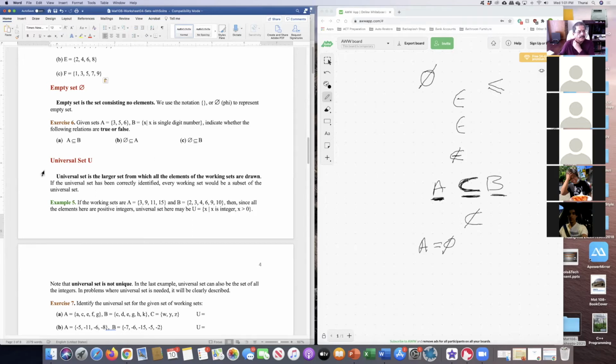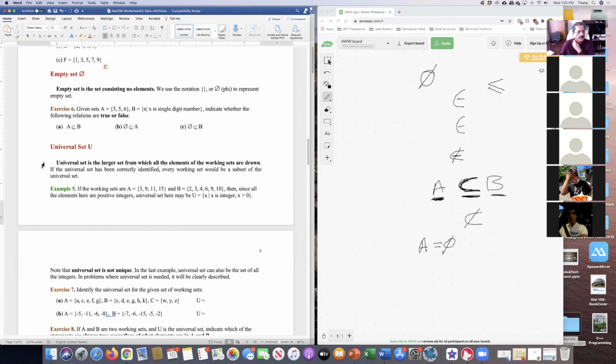All right, let's move on to a universal set. The universal set is the larger set from which all the elements we are working with are drawn. In other words, you have to look at the working sets, the sets that we are dealing with, figure out what objects we are dealing with, and put all of them together into a larger set. That's what the universal set is.